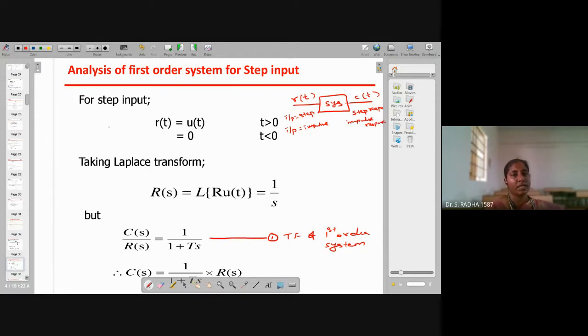So here what we are going to find is, if we apply a step signal as the input, what about the output? What is the step response? We have the transfer function inside the system, as in equation 1, and as input we apply U of t. Then the output is called step response.